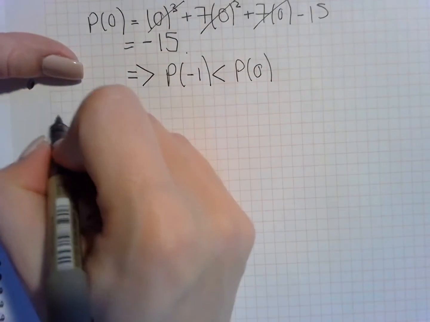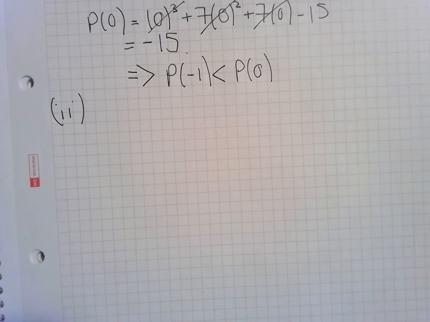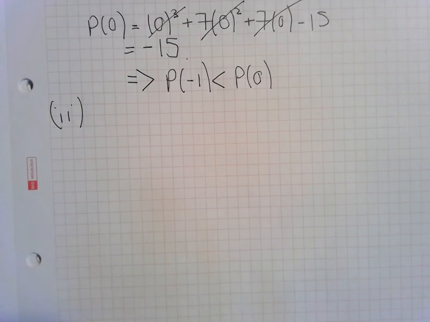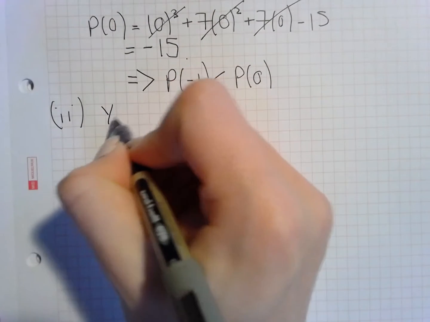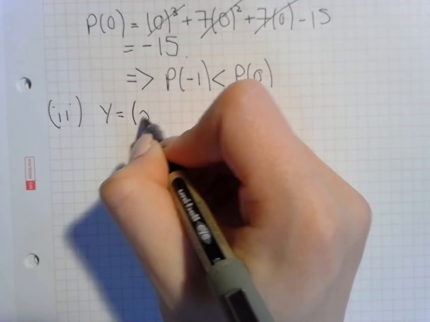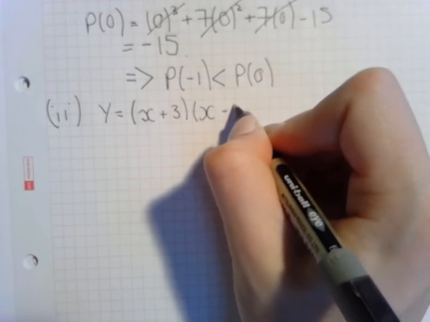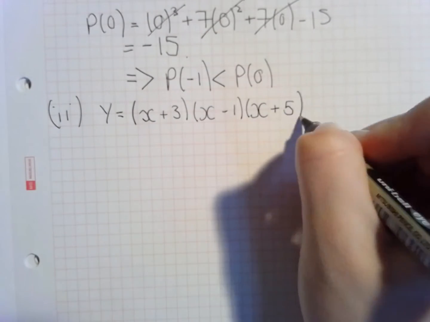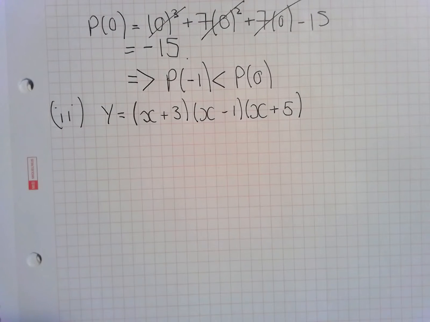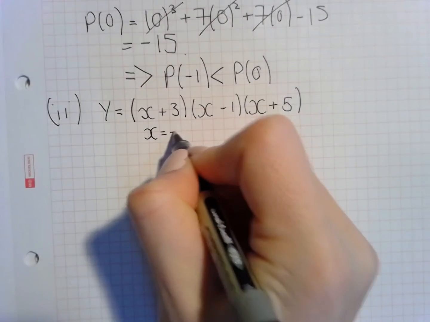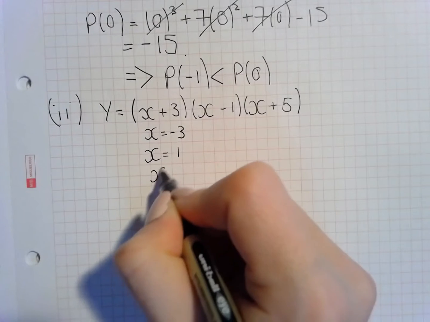Okay, and on to the last part, which is the second part of question C. It says sketch the curve with the equation y equals x cubed plus 7x squared plus 7x minus 15, indicating the values where the curve crosses the coordinate axes. Okay, so to do this, we know that split into 3 linear factors, we have x plus 3, x minus 1, and x plus 5. Therefore, we know that the curve crosses the x-axis at the points x equals minus 3, x equals 1, and x equals minus 5.